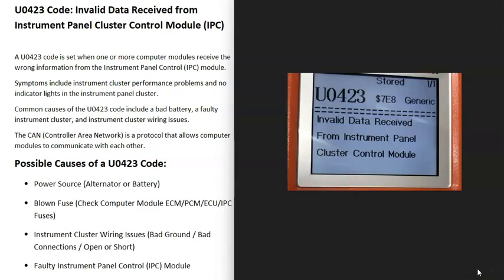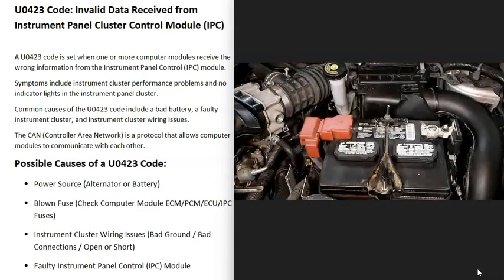And so what would be some possible causes of a U0423 code? Well, the first thing that could cause this is a bad power source, and this is going to be like a bad battery or an alternator that's not charging correctly. So first thing to do is be sure that that battery is good, it hasn't gone bad. You can also test the alternator output and be sure that it's not too low or too high, because all these computers need a good stable power supply or it's going to cause problems. So the first thing that could cause this is a bad battery or some kind of issue with the alternator.